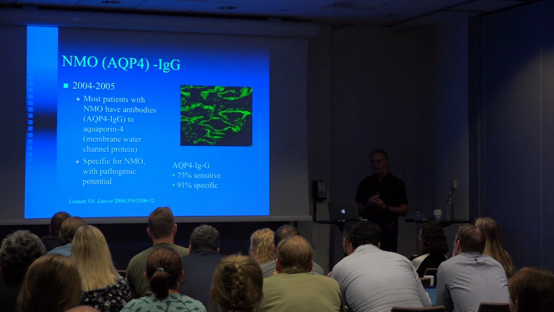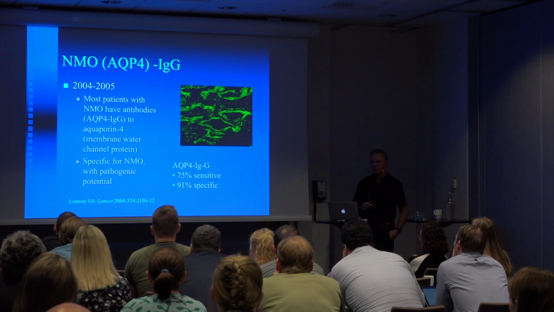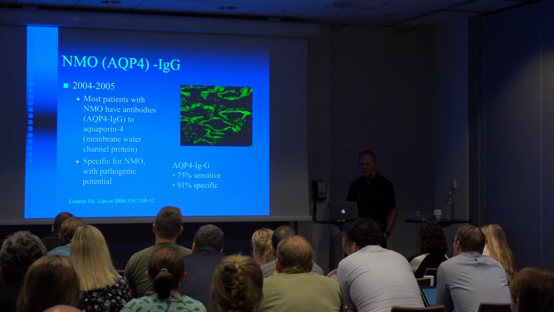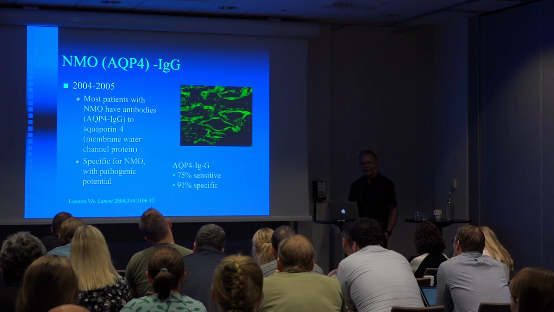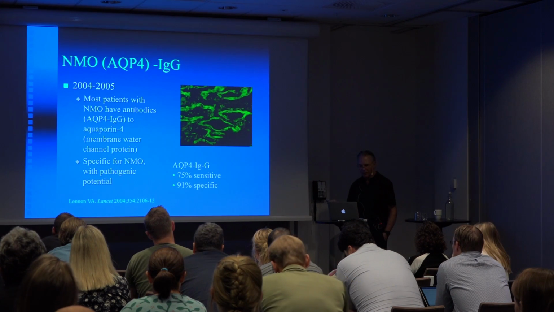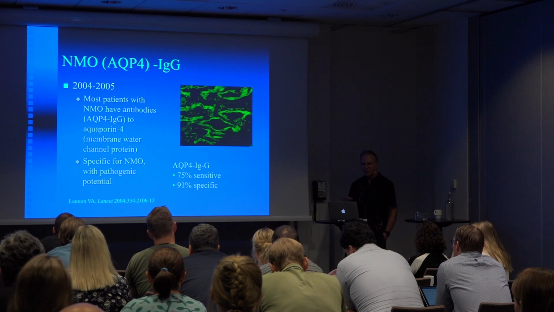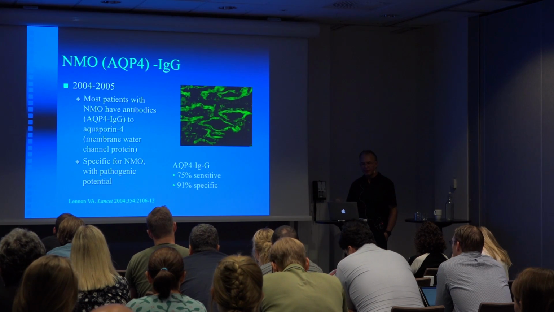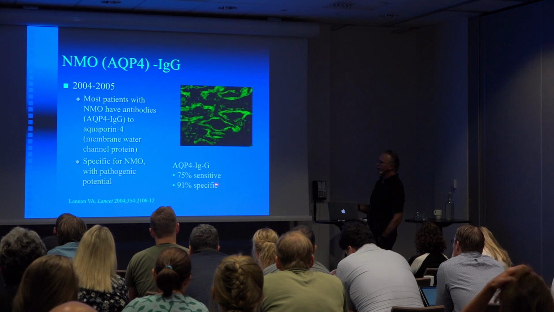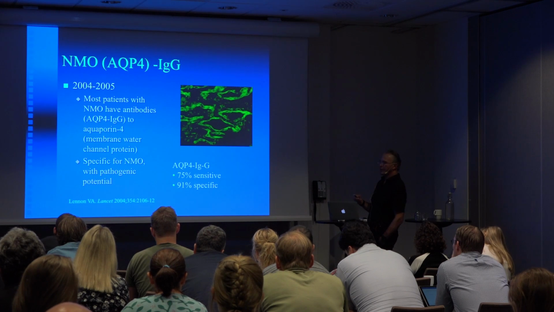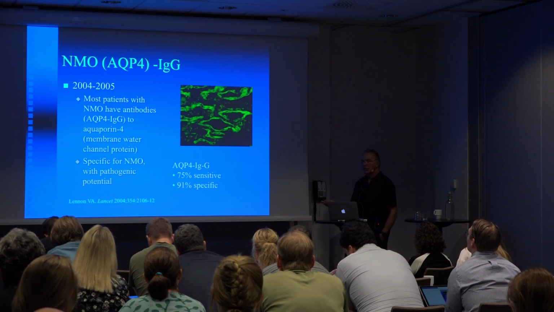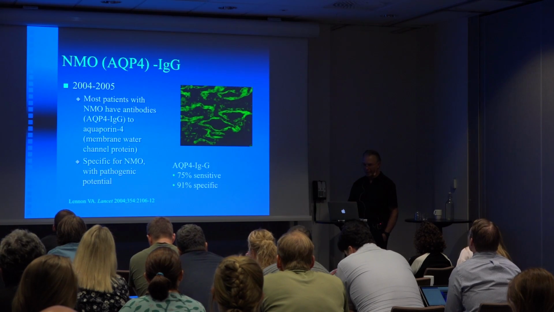So the attention to it started around 2004 and 2005 when it was found that most patients with this syndrome have antibodies, the aquaporin 4 IgG antibody, to this aquaporin 4 that were specific. The antibodies had pathogenic potential, and these antibodies were quite sensitive and very specific. These numbers have changed over time as the testing has gotten better, but it started to link this NMO process to this antibody.